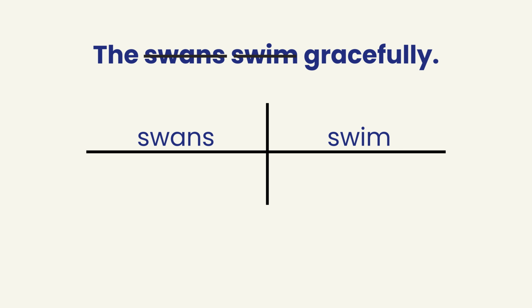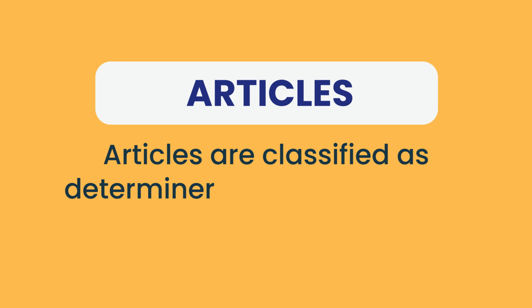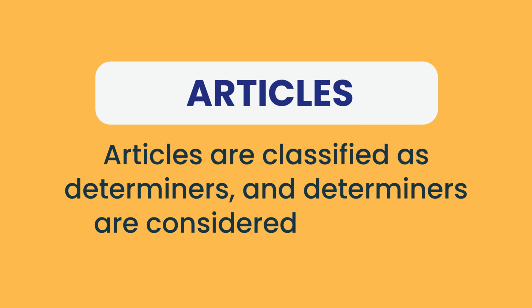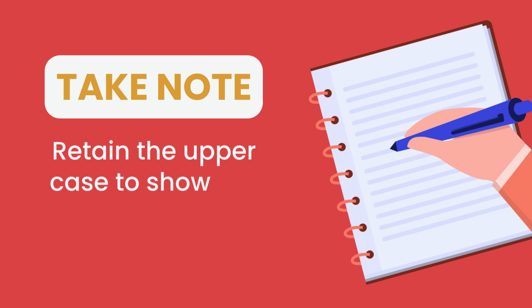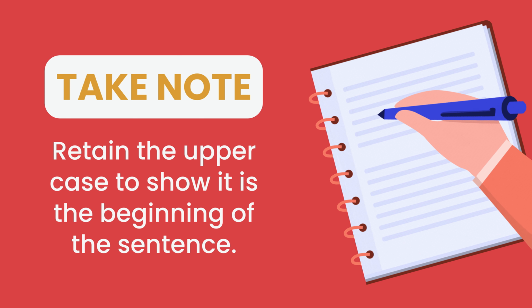Now what do we do with the article the? Articles are classified as determiners, and determiners are considered modifiers along with possessive pronouns and adjectives and adverbs. We place the modifiers on slanted lines under the words they modify. So in our sentence here, the article the will be placed on a slanted line under the simple subject swans, which it modifies. Take note that we retain the uppercase to show it is the beginning of the sentence.